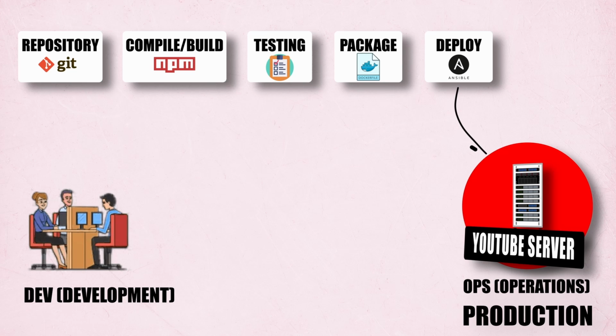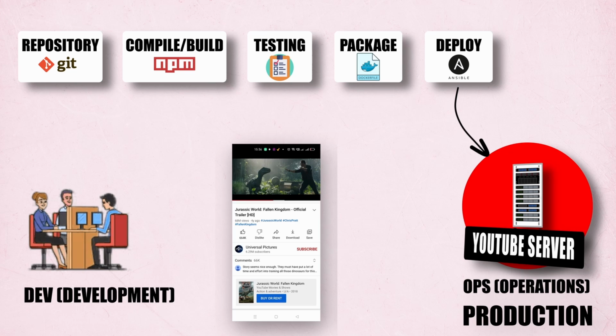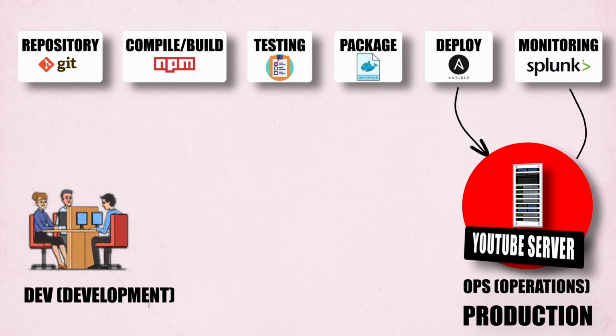Deployment will take the package and deploy it into the production server so that when people access YouTube, the latest change will be available for them. Once the code is deployed into the production server, all the code changes have to be monitored. The production server has to be monitored. There are again various tools which will do this monitoring.